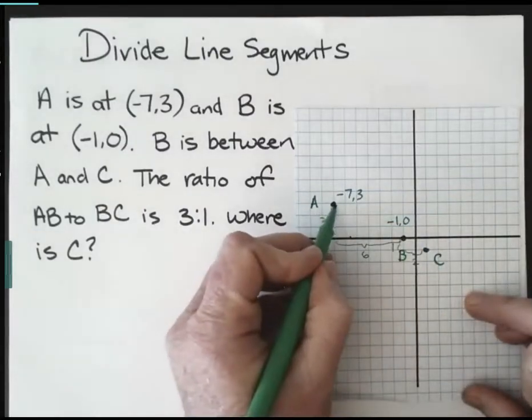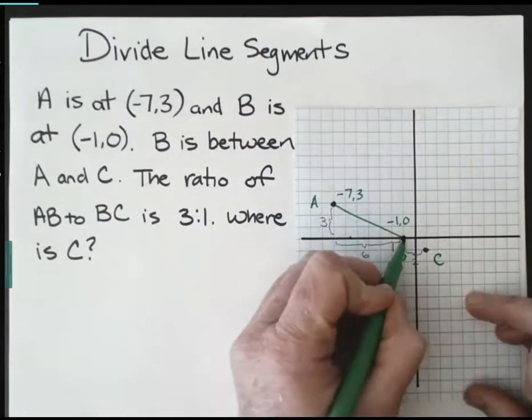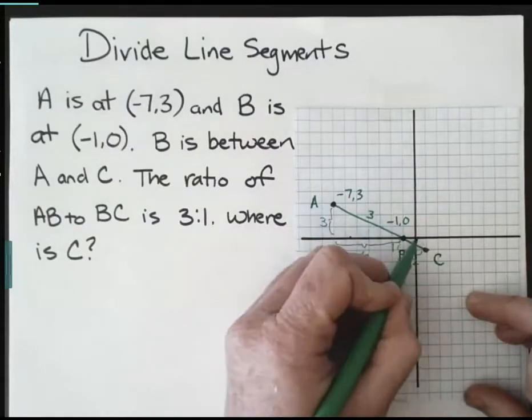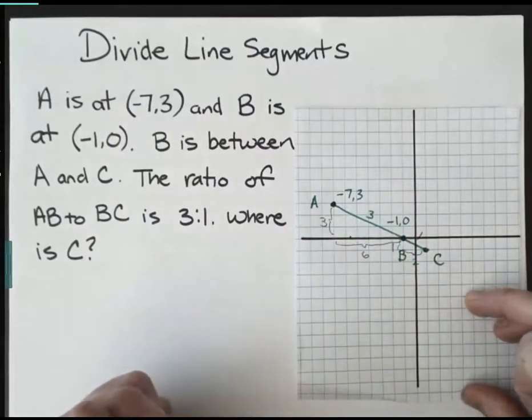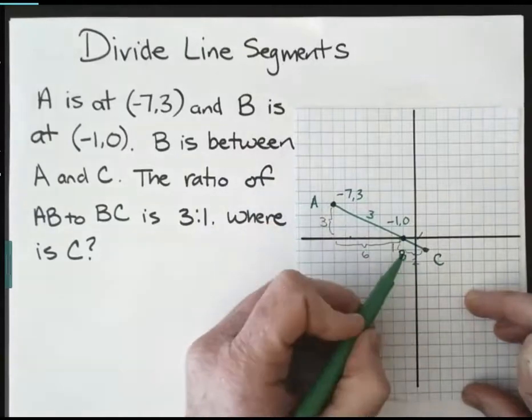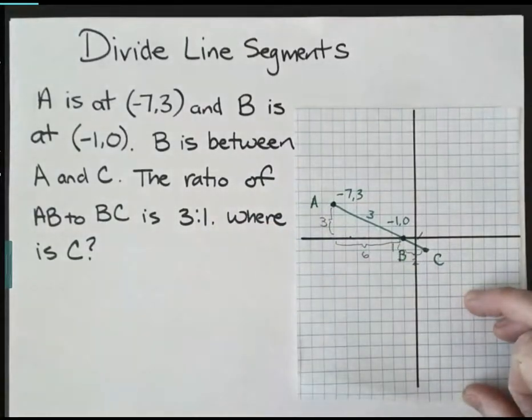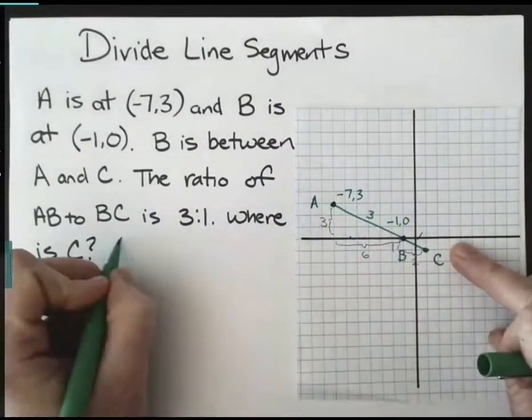And if we look at it, it looks like it really is 3 to 1. Right? I went down 3 over 6, so this goes down 1 over 2. So C is at 1, negative 1.